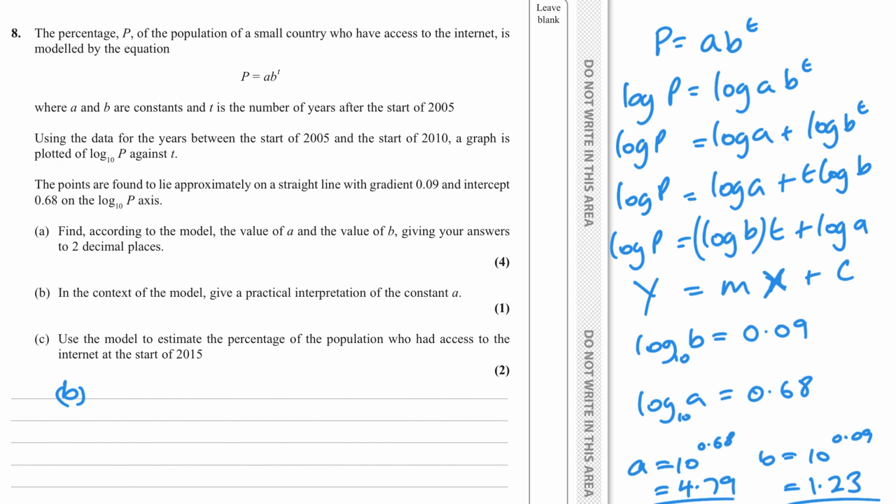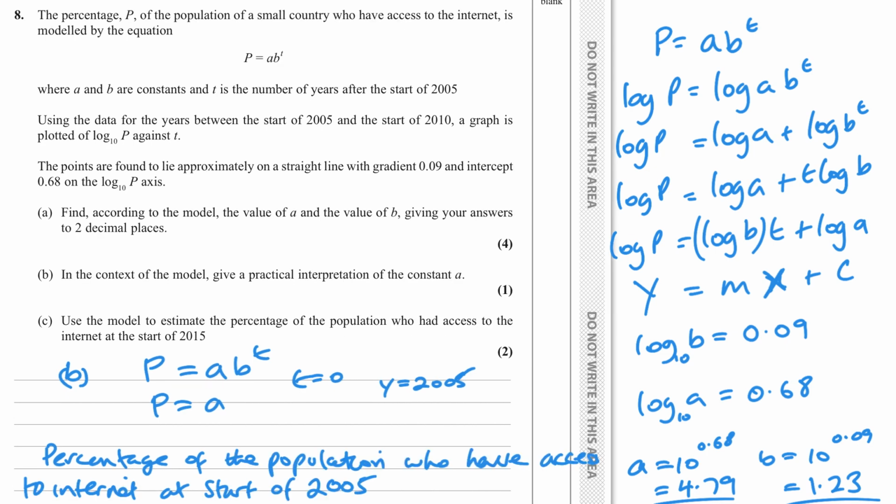It asks me, in the context of the model, give a practical interpretation of the constant A. So if you think about it, when t equals 0, that's what we get. That's when t equals 0, which means that this is the year 2005. And since P is the percentage of the population who have access to the internet, this is simply the percentage of the population who have access to the internet in 2005, or the start of 2005. And there we go.